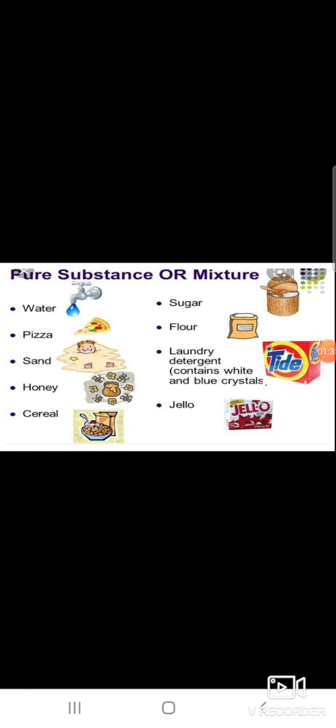Then we look at the pictures. Pure substance or mixture? Water, pizza, sand, honey, cereal. Then sugar, flour, jello, and some detergents used for washing clothes. That is called mixtures. Okay, pure substance or mixtures.